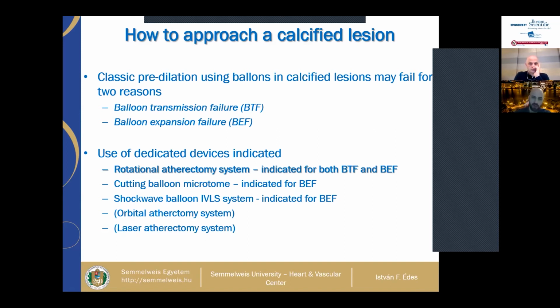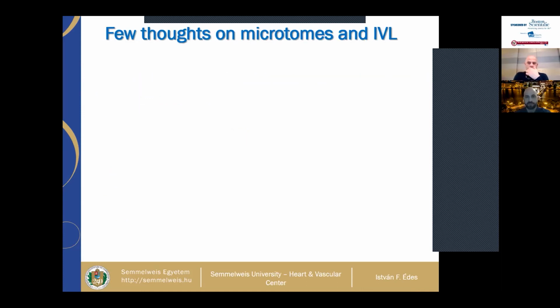Usually when we use it is for CTO PCI when there is an extremely stenotic and very, very heavily calcified lesion that is resistant to almost anything. That's where we use the laser atherectomy. A colleague of mine working in the south of the country is the one that leads this operation. I myself have only tried it once.